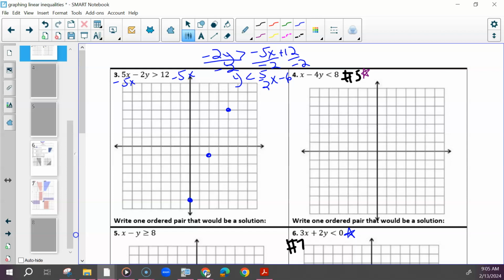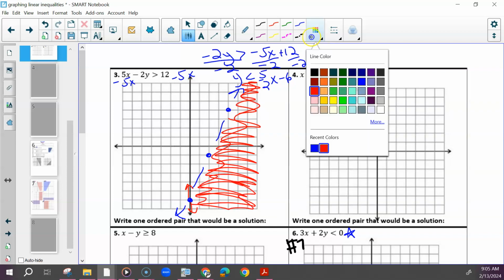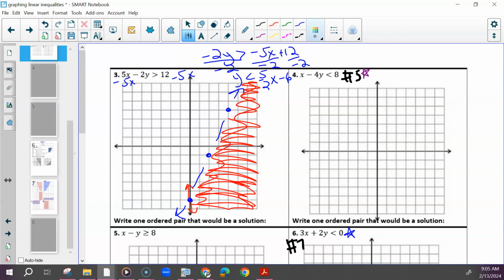Would this be dashed or solid? Dash. And then shaded above or below? Below. So below would be to the right. Give me one ordered pair that would be a solution. -6. If that works.